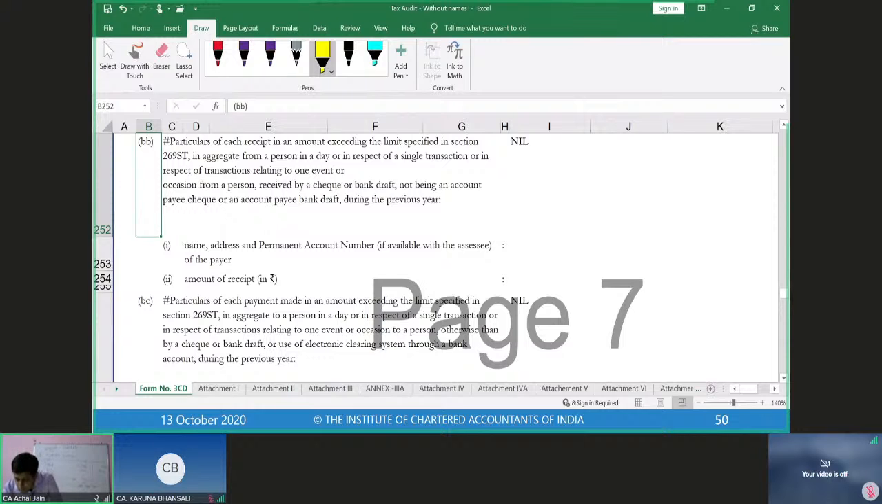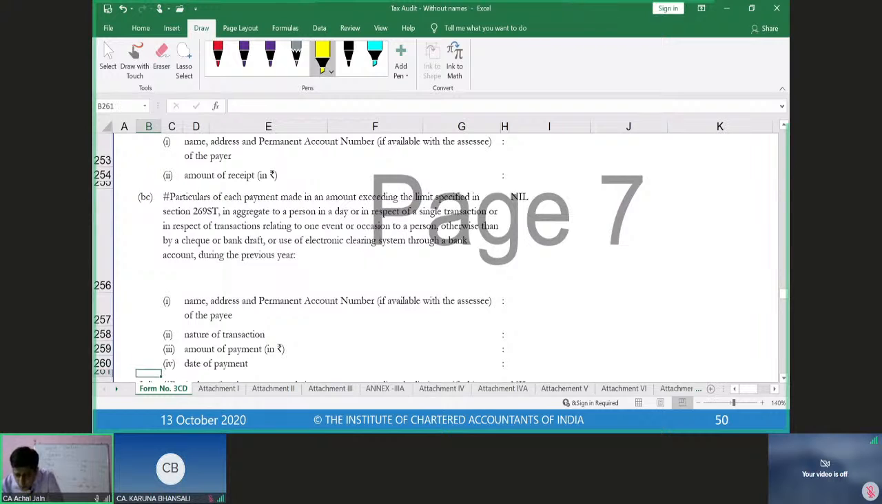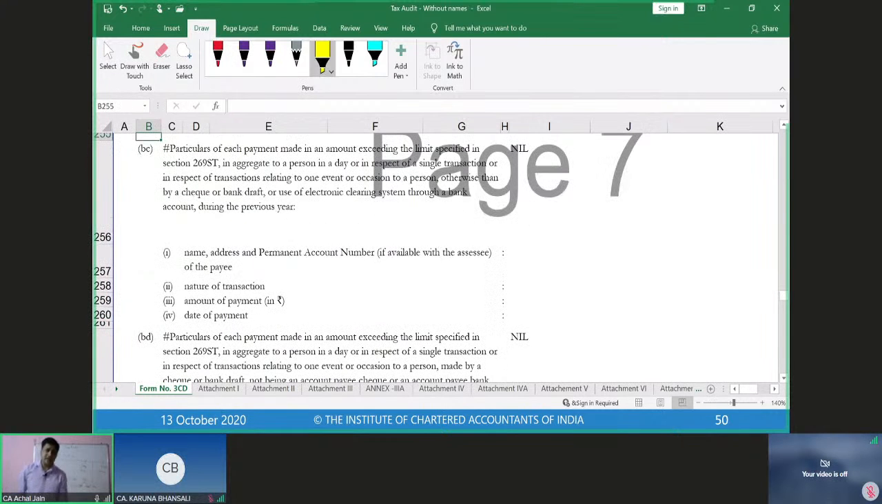Okay. Next, moving on to BC. So you can understand now, all of these are so similar. So that's why I'm not getting into audit procedures of all of these clauses separately. Particulars of each payment made in an amount exceeding the limit specified in 269ST in aggregate per person in a day, or in respect of a single transaction, or in respect of transactions relating to one event or occasion to a person otherwise than by check or bank draft, or use of electronic clearing system through a bank account during the previous year. And here again, all of those particulars are required to be furnished.